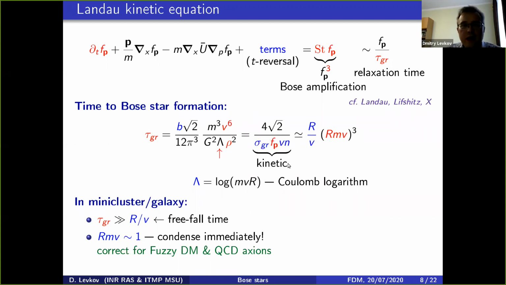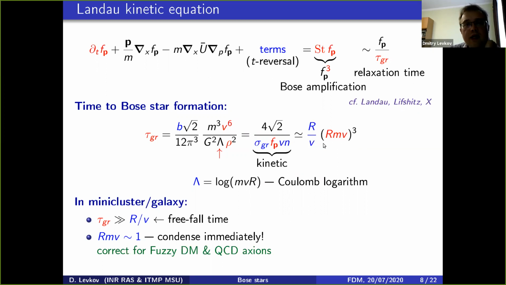Okay. Finally, you can rewrite this equation in the case of a bound structure. In the case of a bound structure, you can use the fact that velocity is the virial velocity inside this structure. So you can express everything in terms of the radius of the structure and velocity. And the gravitational relaxation time equals the radius divided by velocity, the free fall time, times this huge kinetic factor, which is much larger than 1, cubed.